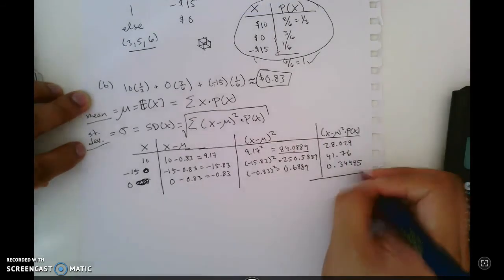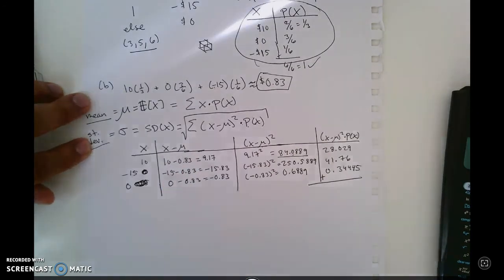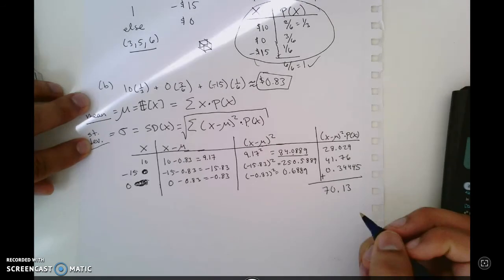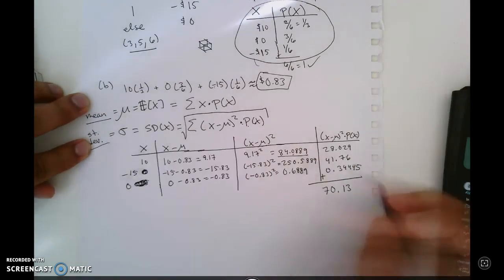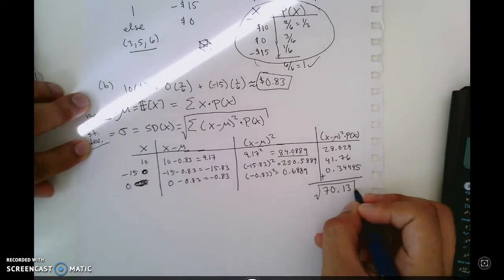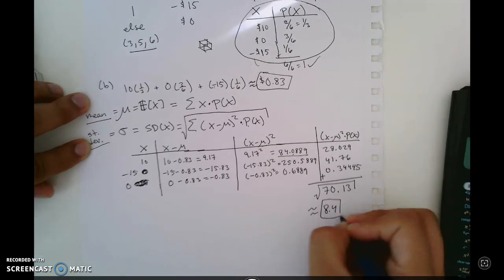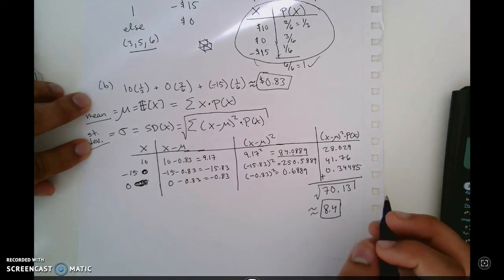And what is the next step? I'm going to take them and add them together. That's what the summation says. I'm going to add them all together, and what I'm going to get is 70.13, I think. It's approximate. What's the last step? Square root it. Take the square root of this, and what I get approximately is 8.4. That's what I get. So hopefully I did everything correctly. I'm going to check my work right now.